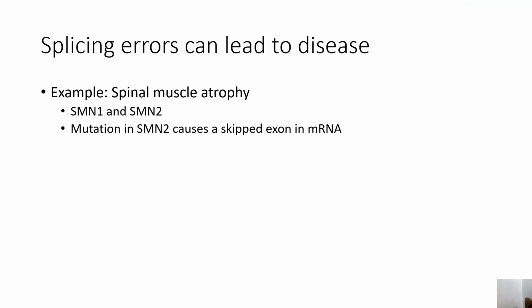Splicing errors can lead to disease, such as spinal muscular atrophy. Okay, SMN1 and SMN2 are a huge example. I'll also explain this in one of the other questions. A mutation in SMN2 causes a skipped exon in the mRNA.